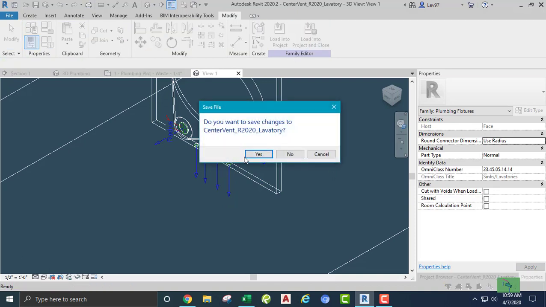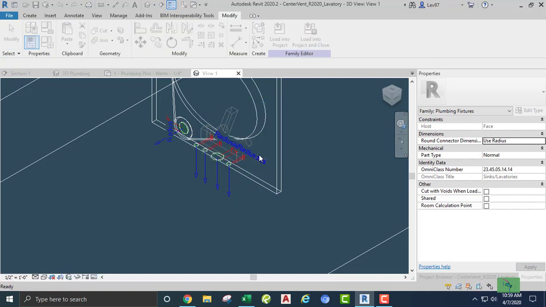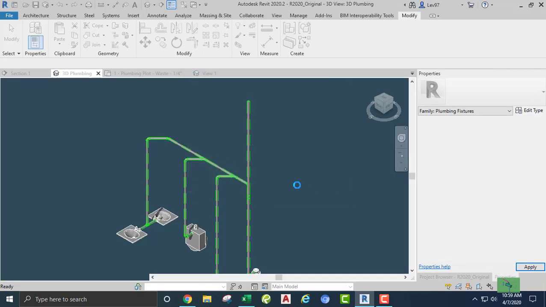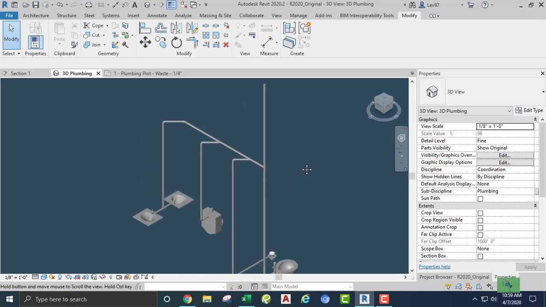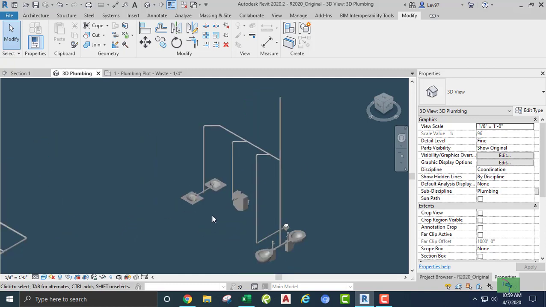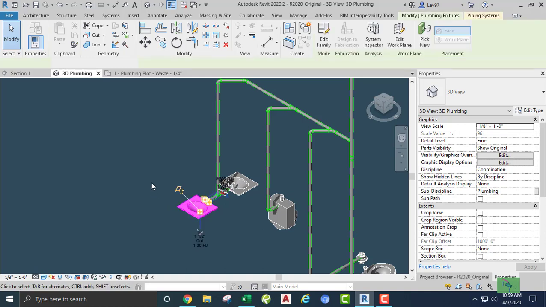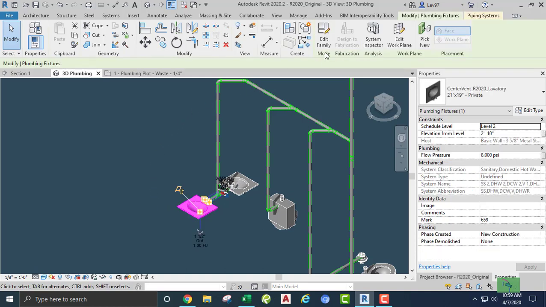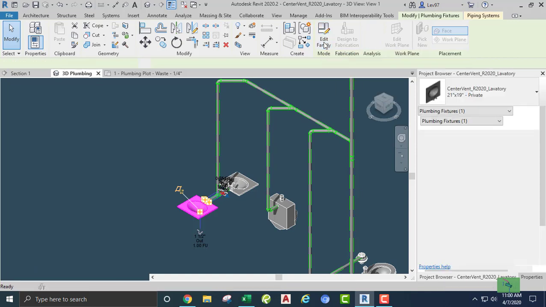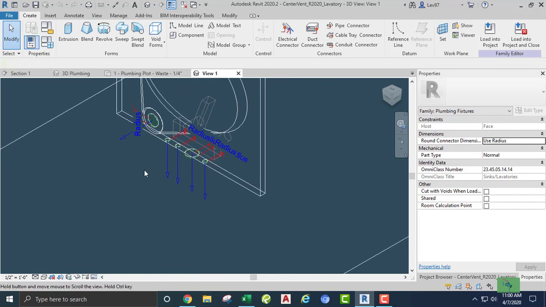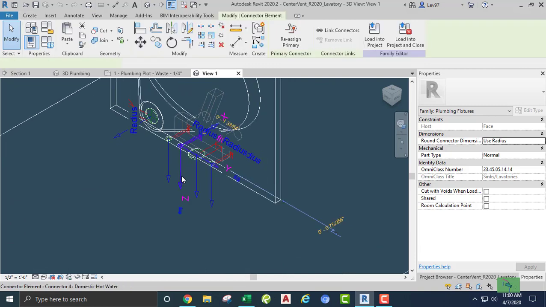Go back. I'm going to save this. I'm going to say yes. I'm going to say yes. And I'm going to say yes to that. So that I'm going to recreate this problem of what appears to be flow configuration coming from a fixture unit, right? So to me, the flow configuration for this is a hot water.